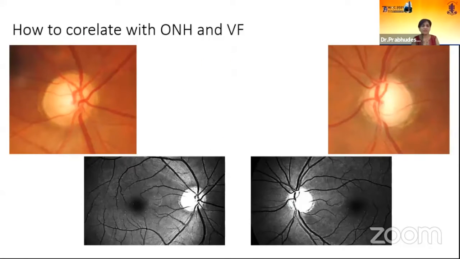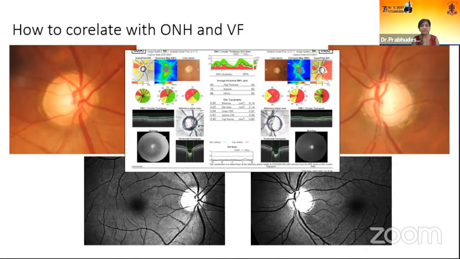Then how to correlate ONH and visual field. Here you can see it almost looks normal, but superior thinning is there. And on the left side, there is vertical enlargement with thinning of NRR, and you can see the RNFL defects here. So when we do OCT, we can see that the other areas are absolutely normal, and there are certain RNFL defects. Now we need to compare that with others.